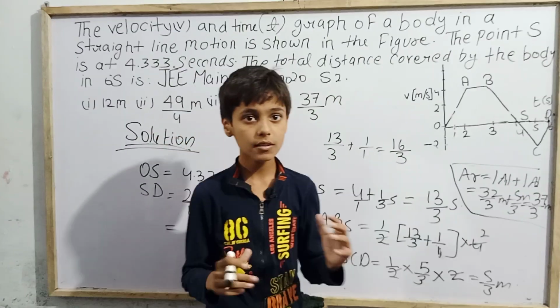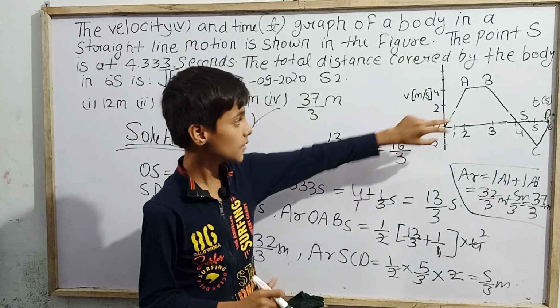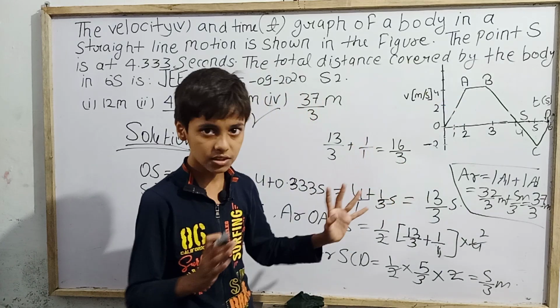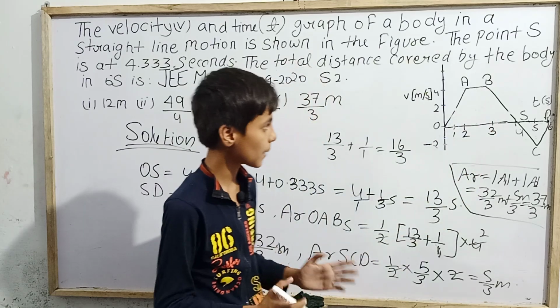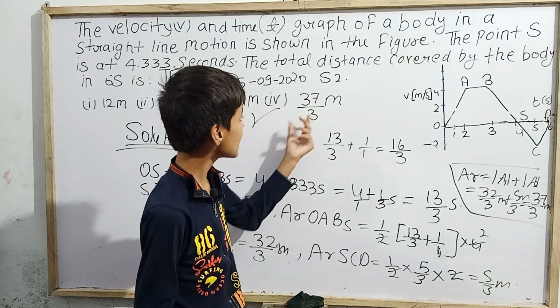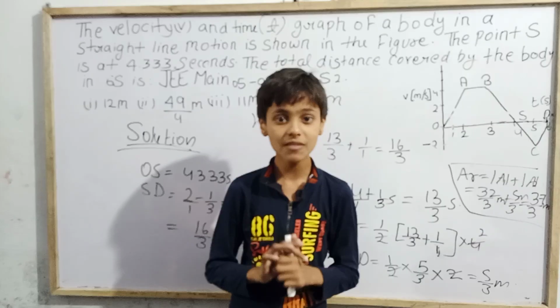So finally we got to know that according to this given figure, the distance covered by this kind of body or particle or object we can call is 37 by 3 meters. So this was my today's topic.